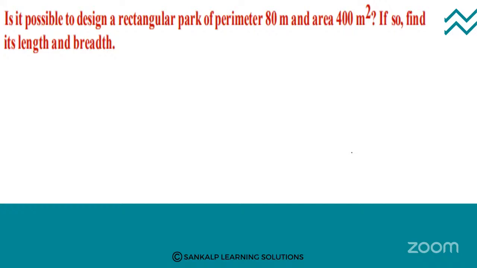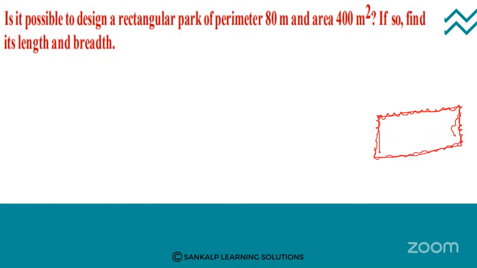Is it possible to design a rectangular park of perimeter 80 meter and area 400 meters square? If so, find its length and breadth. So here they have given one rectangular park. They have given the perimeter. Perimeter means what? Outer boundary of the rectangle. We call it the perimeter of the rectangle.